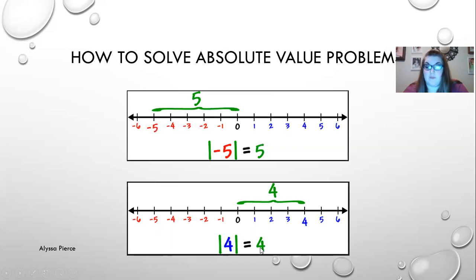Here we're asked for the absolute value of 4. Now you see the 4 is positive, so some people might assume, oh, absolute value means opposite. No, it does not. It takes 4 spaces to get from the 0 to the 4. So the absolute value of +4 is, again, +4.